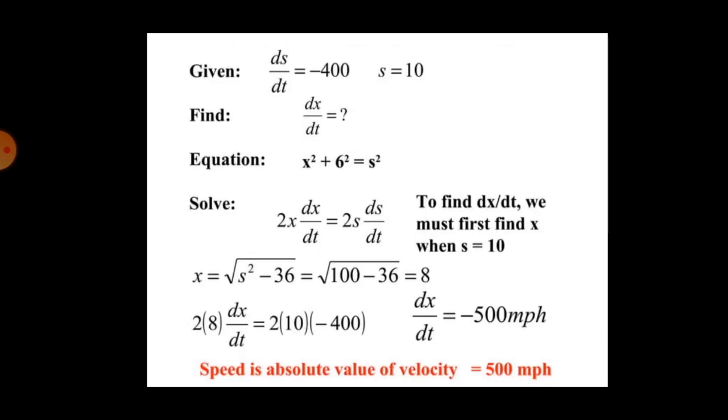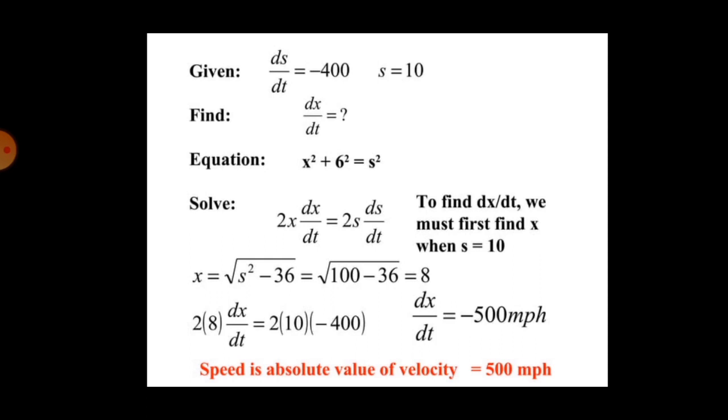So, given ds over dt is equal to negative 400. So, our s here is 10. So, we should find dx over dt. So, equation: x squared plus 6 squared is equal to s squared. 2x dx over dt is equal to 2s ds over dt.